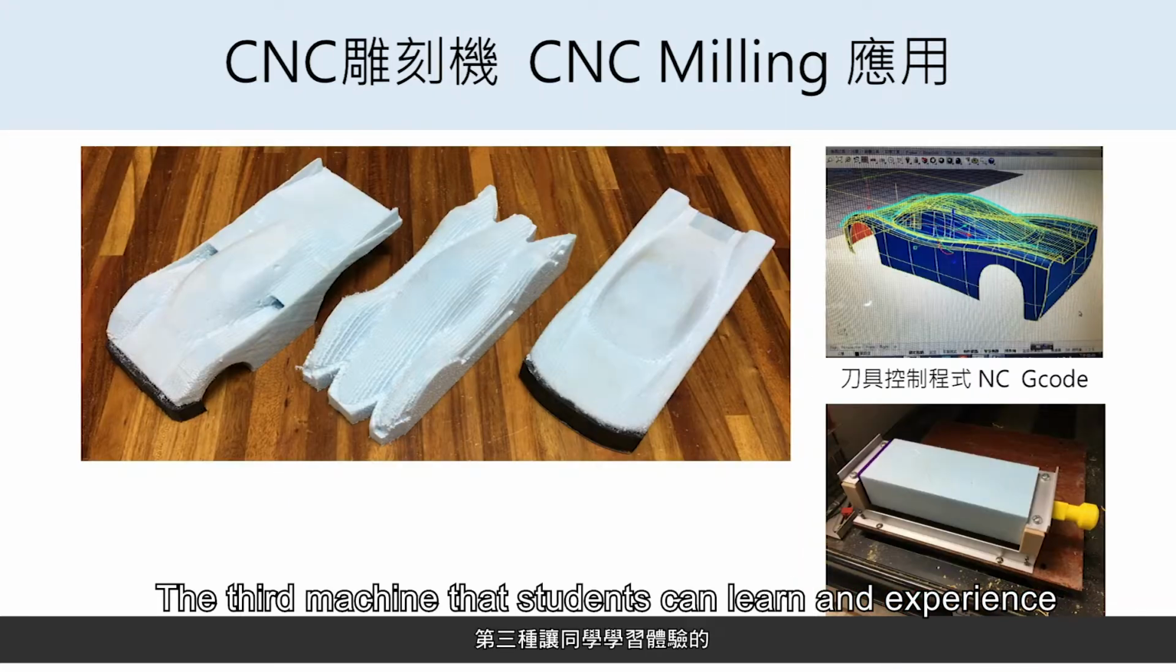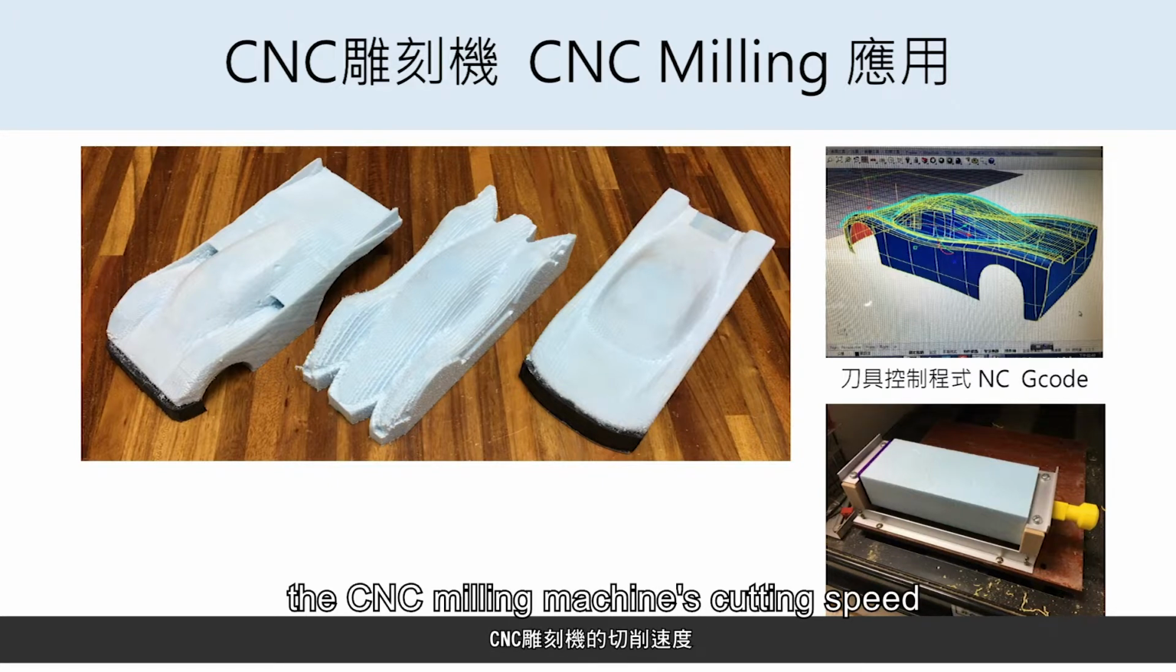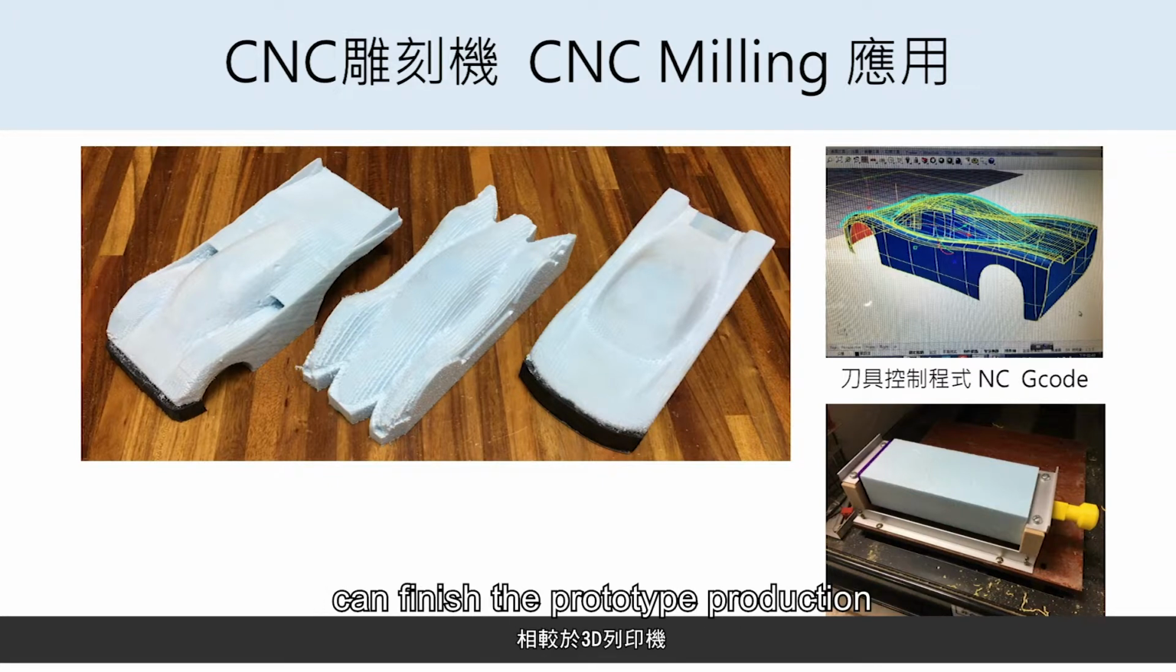The third machine that students can learn and experience is the CNC milling machine. In past courses, students may have had fewer opportunities to use the CNC milling machine. In our compressed air racing car production project, the CNC milling machine's cutting speed can finish the prototype production of our model relatively faster than 3D printing.